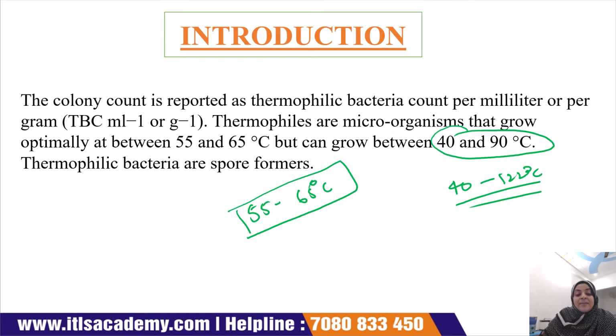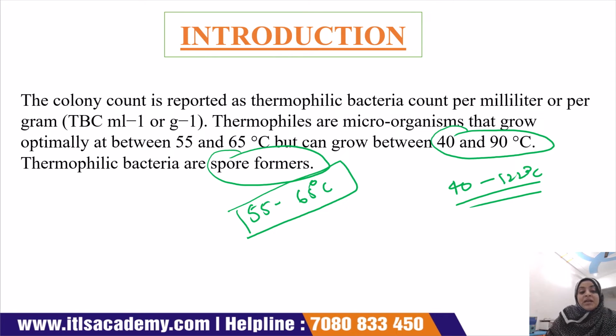Now, these thermophilic bacteria are spore formers, which means that they have the capability to form spores. You can see that the temperature range is also very high. Here the temperature range is between 55 and 65 degrees Celsius, which means that it is very high.